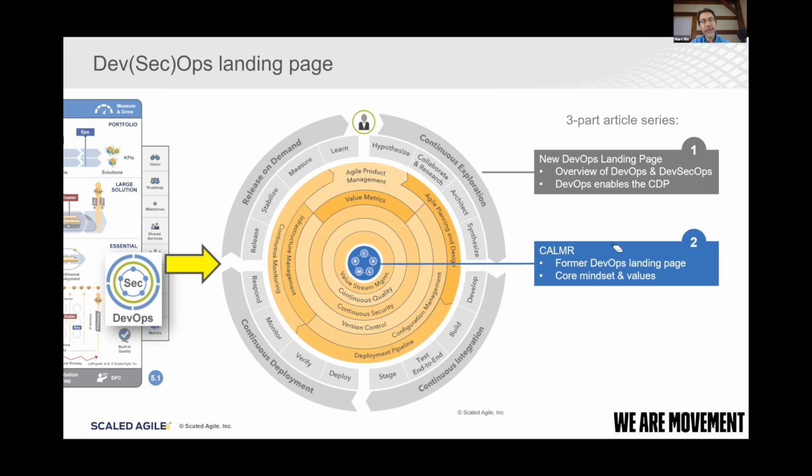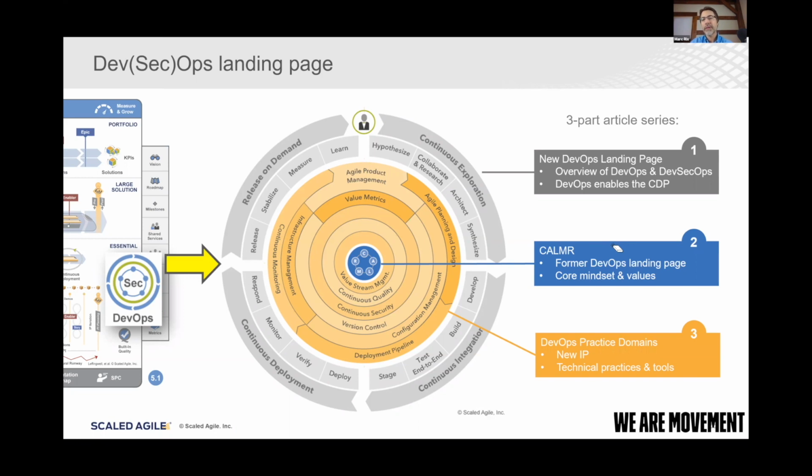It's still very close to the surface and clickable from a few places within that landing page. And we're still driving home the idea that this is the core mindset and the values that everybody needs to have throughout the value stream in order to make DevOps and continuous delivery a reality. So still very, very important there.